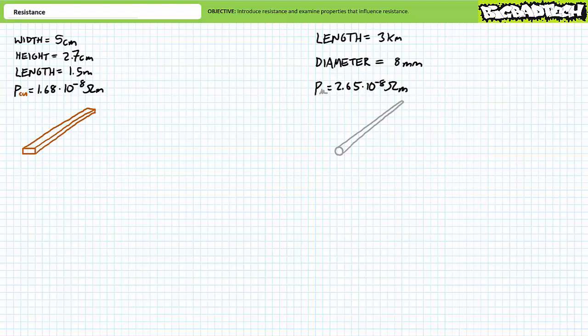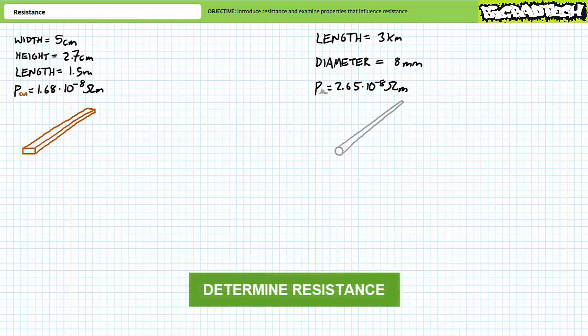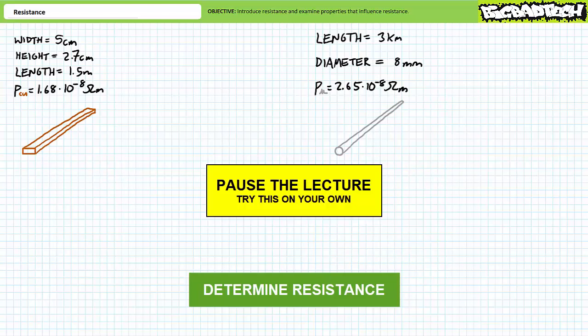Problem 2. Consider a 3 kilometer long cable made out of aluminum with an innate resistivity of 2.65 times 10 to the negative 8 ohm meters with an 8 millimeter diameter. See if you can determine the resistance of these two objects. Express your answer using the most appropriate engineering prefix rounded to the tenths place. By all means, pause the lecture and try this on your own. If you're tracking, you should have obtained the following values.